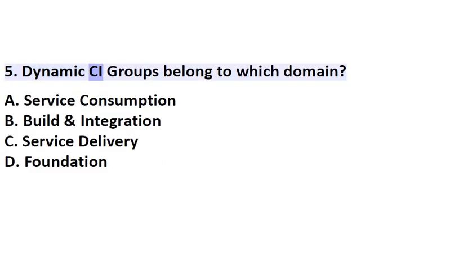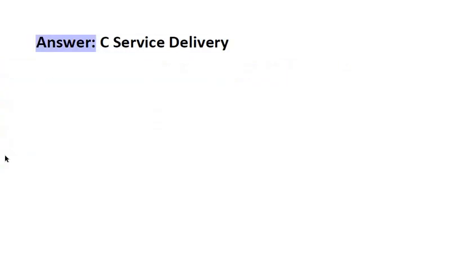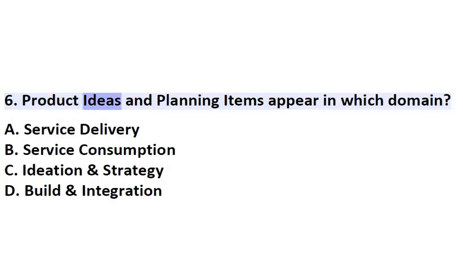5. Dynamic CI groups belong to which domain? Answer: C. Service delivery. 6. Product ideas and planning items appear in which domain? A. Service delivery. B. Service consumption. C. Ideation and strategy. D. Build and integration. Answer: C.